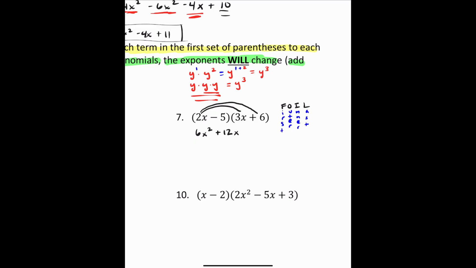Next, you're going to multiply the inner term. So that's essentially negative 5 and 3. Negative 5 times 3 is negative 15. And then you slap on the x. And then lastly, you multiply the negative 5 and the 6. Negative 5 times 6 is negative 30. Now, we'll combine the like terms. We have 12x minus 15x. So you get 6x squared minus 3x minus 30.